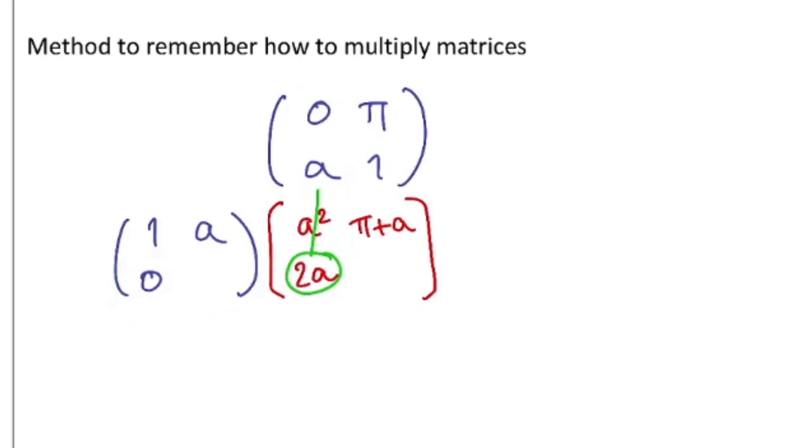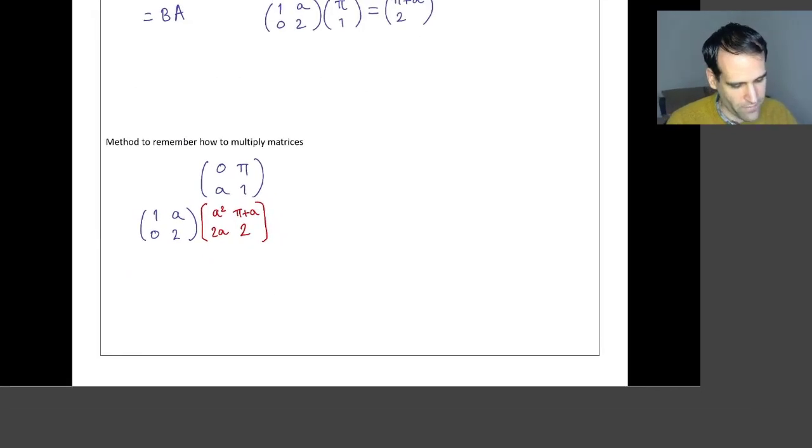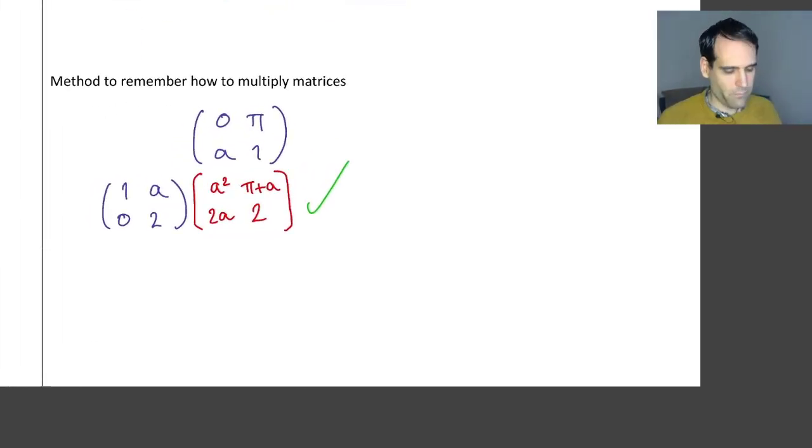And finally, the last slot will be 0 times pi plus 2 times 1. By the way, I erased that 2, sorry. It will be 2. And that's how you multiply two matrices very easily. Notice that the result is the same as the one we got earlier. So this is the way that in practice you have to multiply the matrices.